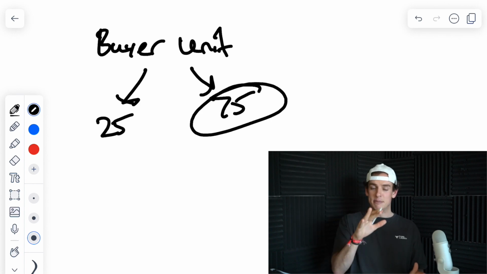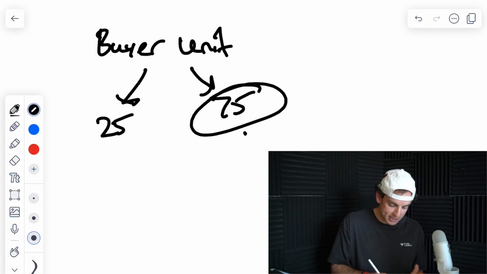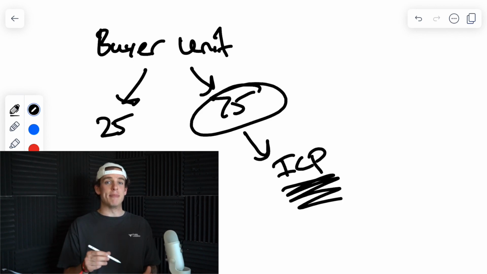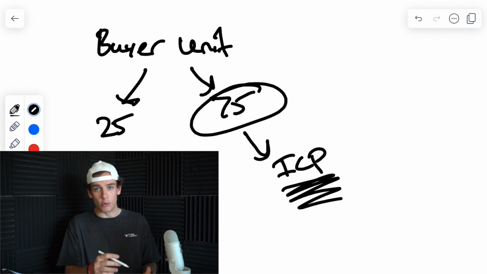That being said, these people are only buyer units if they are your ICP. That's a very important aspect of a buyer unit. It must be your ICP or your ideal avatar, whatever term you use for it.